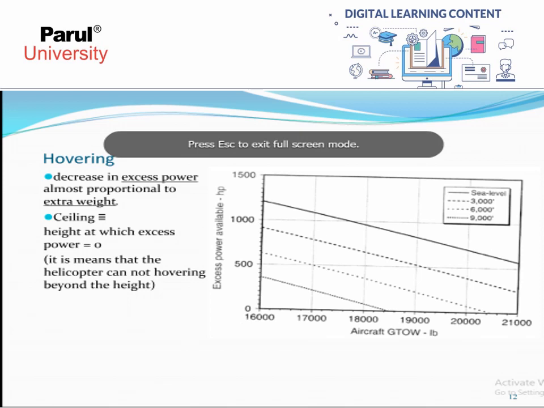In the figure we can see the y-axis represents the excess power available in HP, and the x-axis represents the aircraft gross total weight in lb. The continuous line is sea level, and the dotted lines are 3,000, 6,000 and 9,000 feet altitude. We can see the power available curve: as height increases, power available will decrease. Now we can go for the next slide.